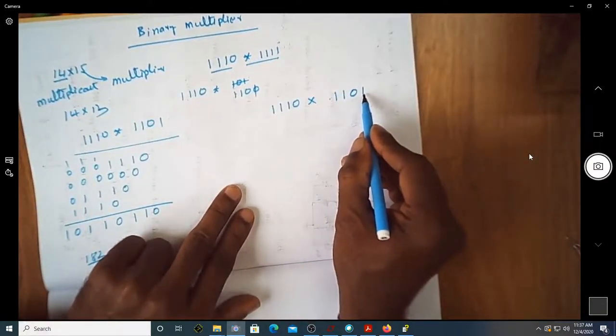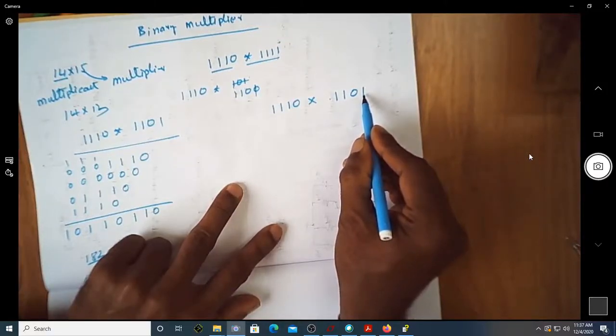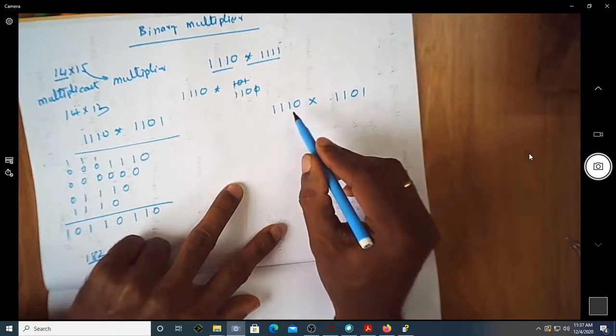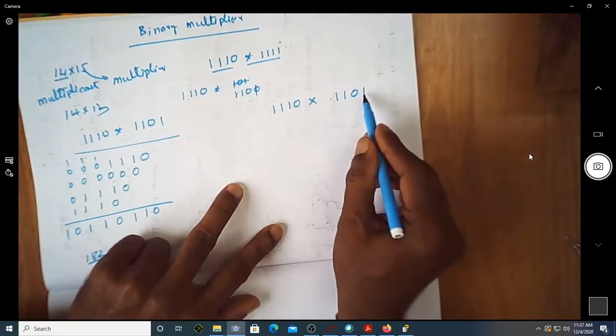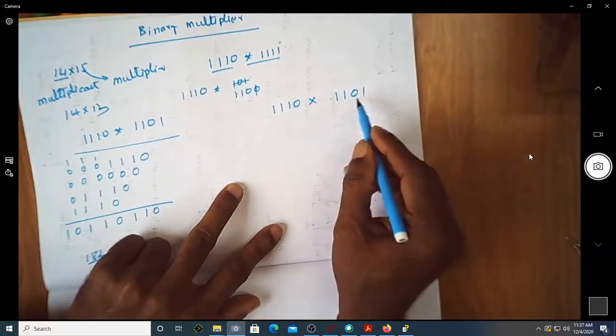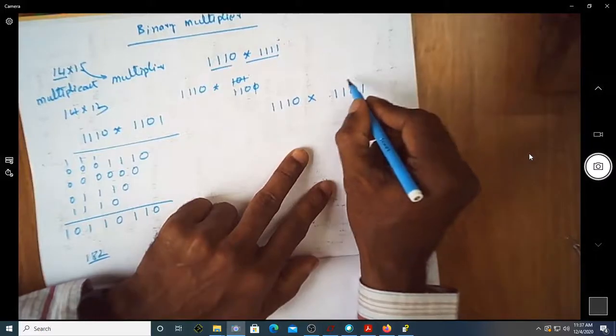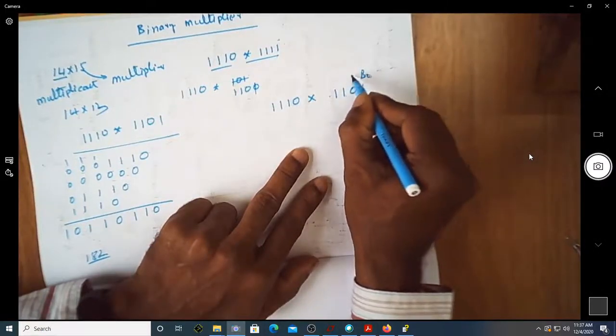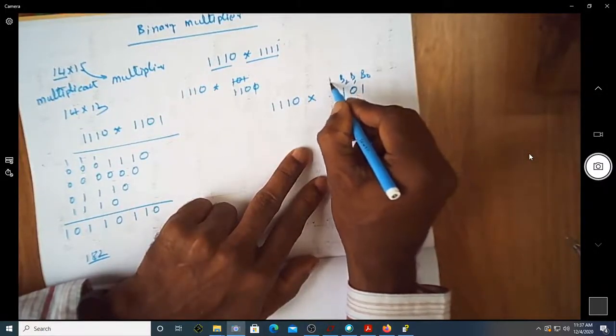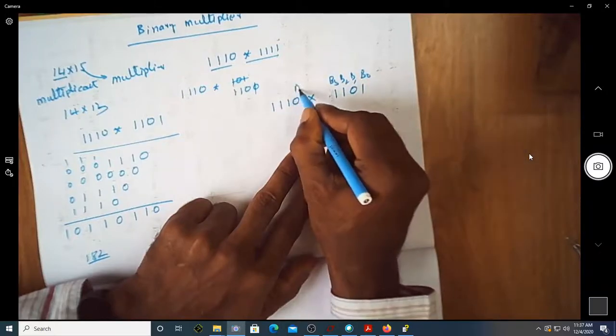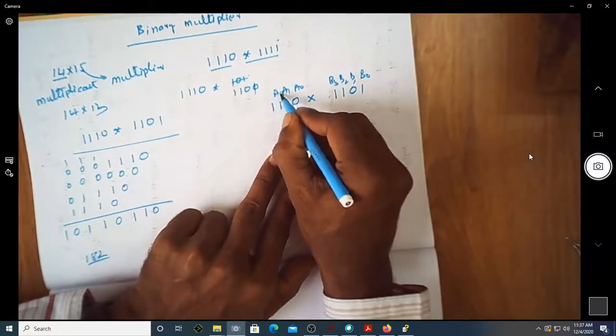We know that we are supposed to get the first bit, which would be whatever multiplier bit you had, so that should be ANDed with the multiplicand. Suppose this is equal to 1, I will get the multiplicand as it is, irrespective of its value. So suppose I consider this as b0, b1, b2, b3, and this is a0, a1, a2, a3.